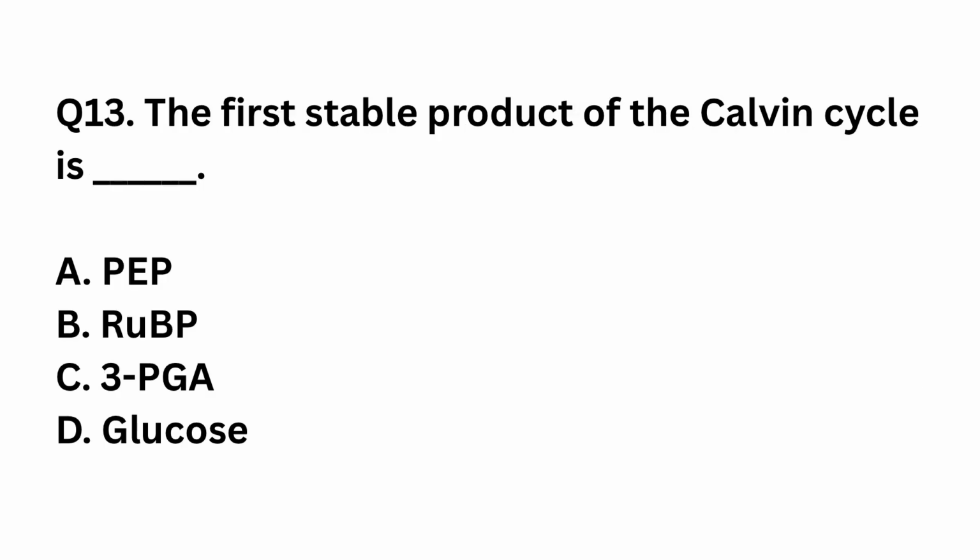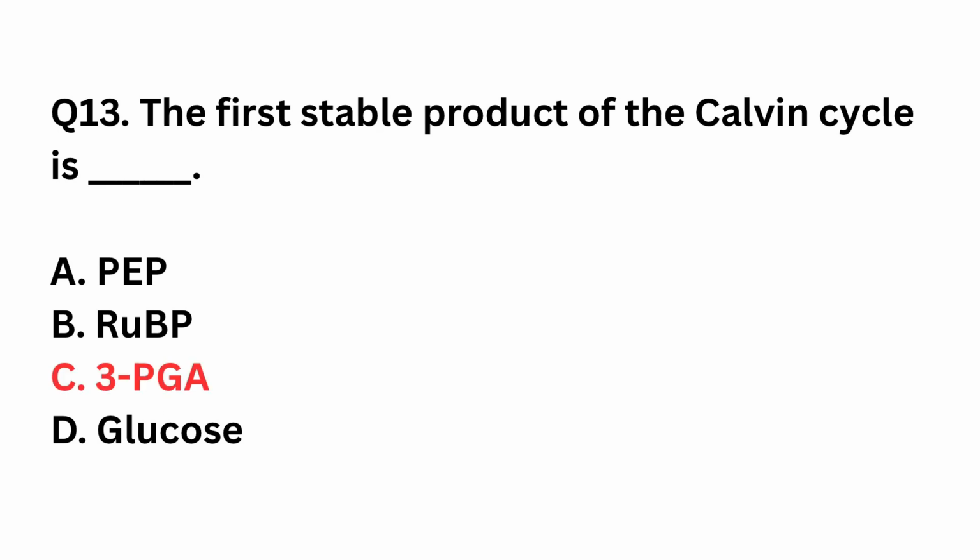Question number 13. The first stable product of the Calvin cycle is dash. Phosphoenol pyruvate, ribulose 1,5-bisphosphate, 3-phosphoglycerate, glucose. The right answer is option C, 3-phosphoglycerate. The first stable compound formed after carbon dioxide fixation is 3-phosphoglycerate. It is formed when RuBP combines with carbon dioxide.